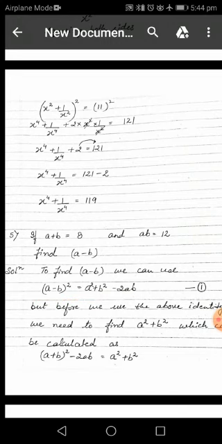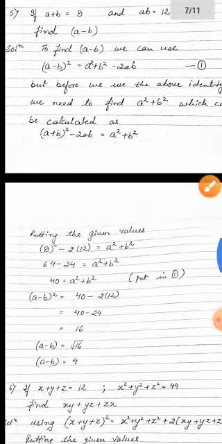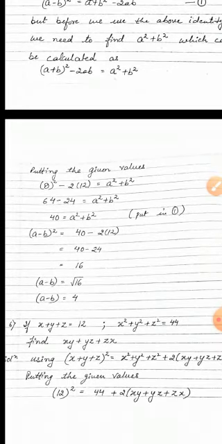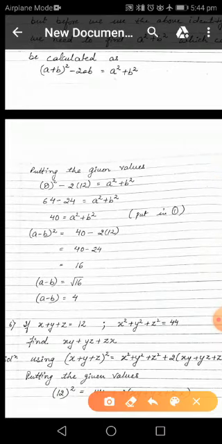Substituting the value from the question. After putting the value from the question, a plus b is equal to 8 and ab is equal to 12 over here. So I just substituted the values. 8 square is 64, 2 into 12 is 24. So that gives me a square plus b square is equal to 40.